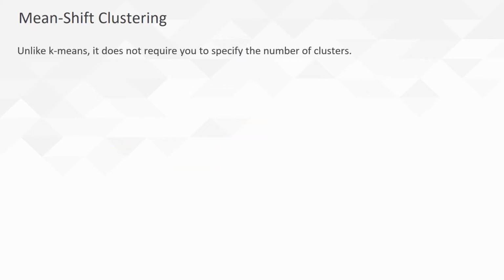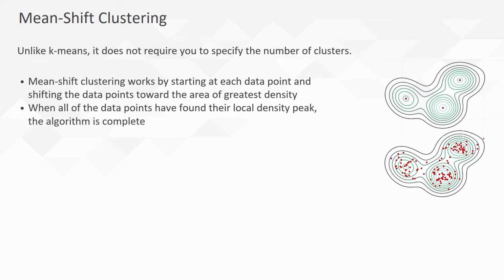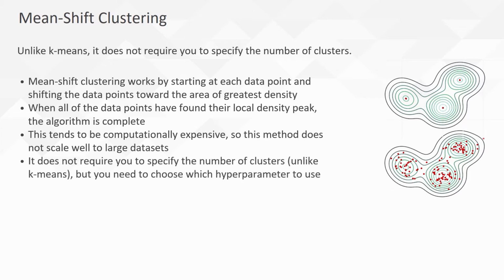Mean shift clustering. Unlike k-means, it does not require you to specify the number of clusters. Mean shift clustering works by starting at each data point and shifting the data points toward the area of greatest density. When all of the data points have found their local density peak, the algorithm is complete. This tends to be computationally expensive, so this method does not scale well to large datasets. It does not require you to specify the number of clusters, unlike k-means, but you need to choose which hyperparameter to use. Why don't we go ahead and do an exercise for this?